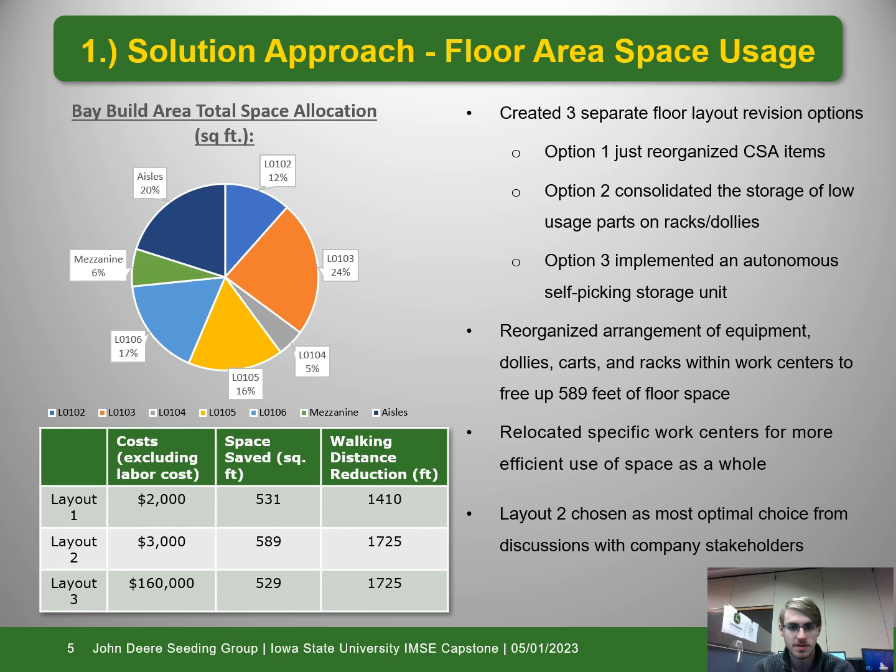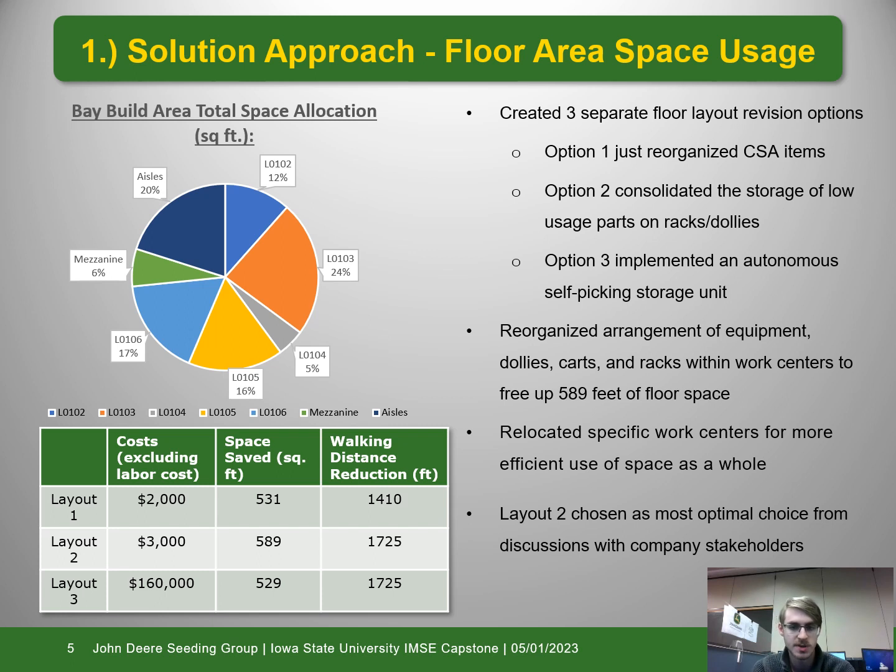To combat the challenge of floor space area usage, the solution approach we used was creating 3 separate floor layout revision options to give to John Deere. The first option just reorganized items that we saw in the current state analysis. The second option consolidated the storage of certain low usage parts on racks and dollies and removed some of these racks and dollies from spaces where they were no longer needed. And the third option implemented an autonomous self-picking storage unit.